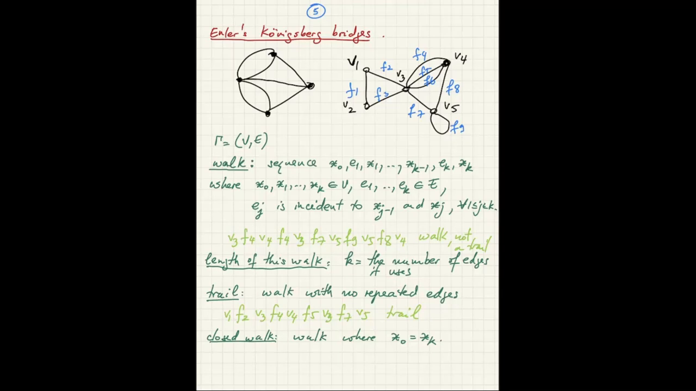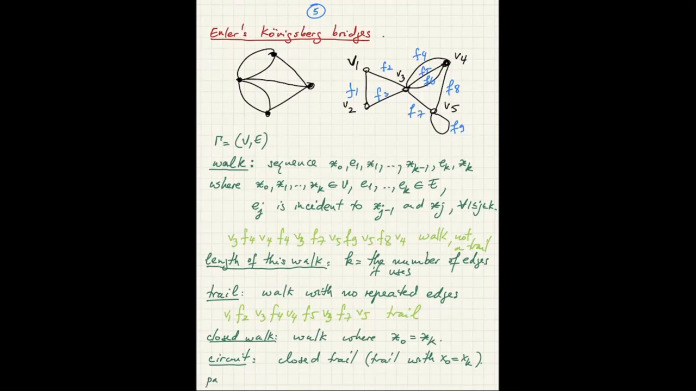And then a circuit is a closed trail. So again, it's a trail where you don't repeat edges, with x0, where the starting point is the same as the end point. So it's kind of like starting at the landmass and walking through all the bridges and coming back where you started. That's why we need this definition of closed.